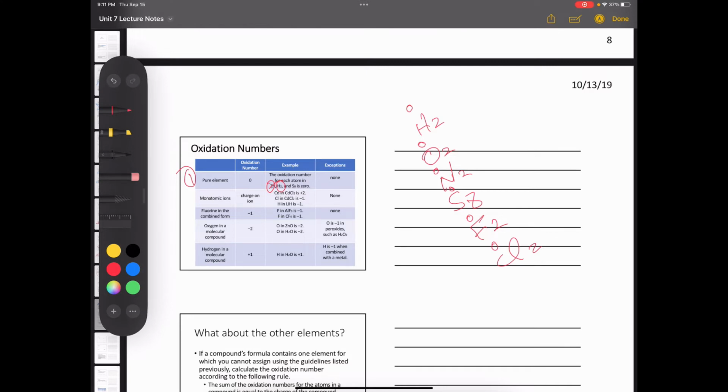Monoatomic ions, you'll have to calculate the charge on the ion. So something like cadmium, for example, in cadmium chloride will have a positive 2. How would I know that? Because chlorine in group 7 in the periodic table will have a negative 1 oxidation number. So 2 of the negative needs a 2 of the positive. So that's how you calculate. We will do plenty of examples in a second.